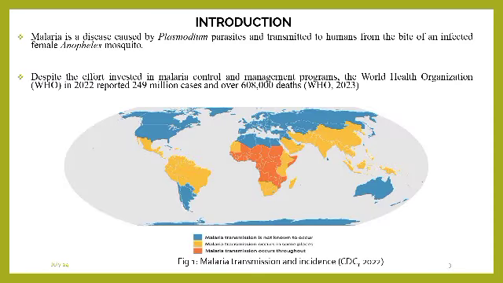Malaria is a disease caused by Plasmodium parasite and transmitted to humans from the bite of an infected female Anopheles mosquito. Despite the effort invested in malaria control, the World Health Organization reported 249 million cases and over 608,000 deaths in 2022. Figure 1 shows transmission and incidence of malaria as reported by the Centers for Disease Control, where the endemic regions where malaria occurs throughout are represented in red, regions where malaria occurs in certain places are represented in yellow, and regions where transmission is not known to occur are represented in blue.